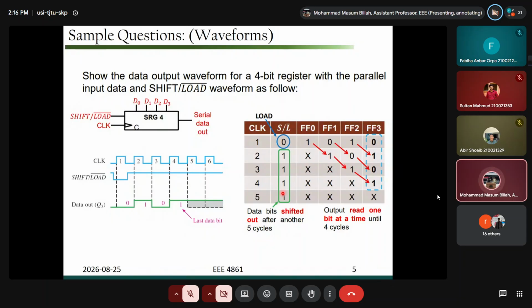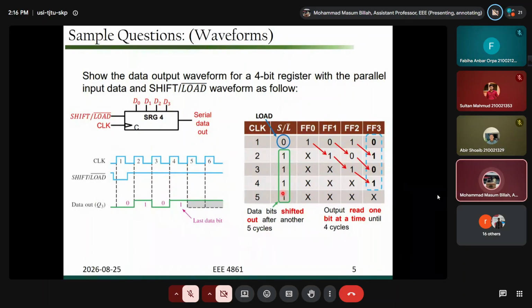So for this particular exam, I will try to emphasize more on waveforms than the truth table. The truth table one I gave in slide number 5. You can see how the serial in, parallel in, serial out data shifter works when shift or load inverse is 0, or if shift and load inverse is 1. So how to load the data and how to shift the data, that kind of understanding I think you have from your class.